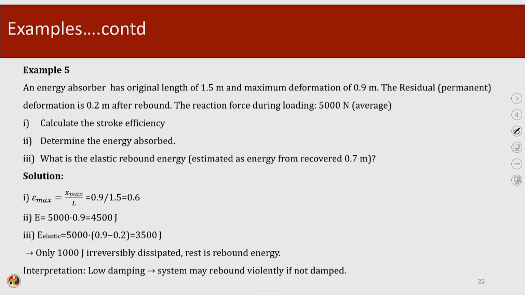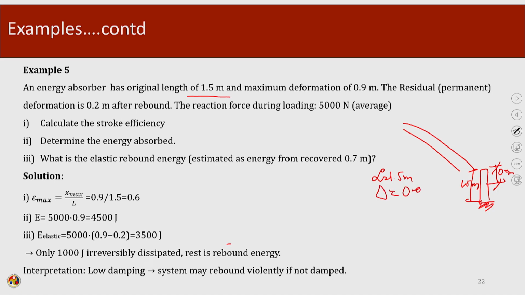So, moving ahead, we will look into another example. Here the energy absorber has an original length of 1.5 meter. Let us say this is my energy absorbing system. So, the original length L is 1.5 meter. We can make this a column, an axial energy absorbing system. It has a length of 1.5 meters and a maximum deformation of 0.9 meters. So, we can say delta equals 0.9 meters.